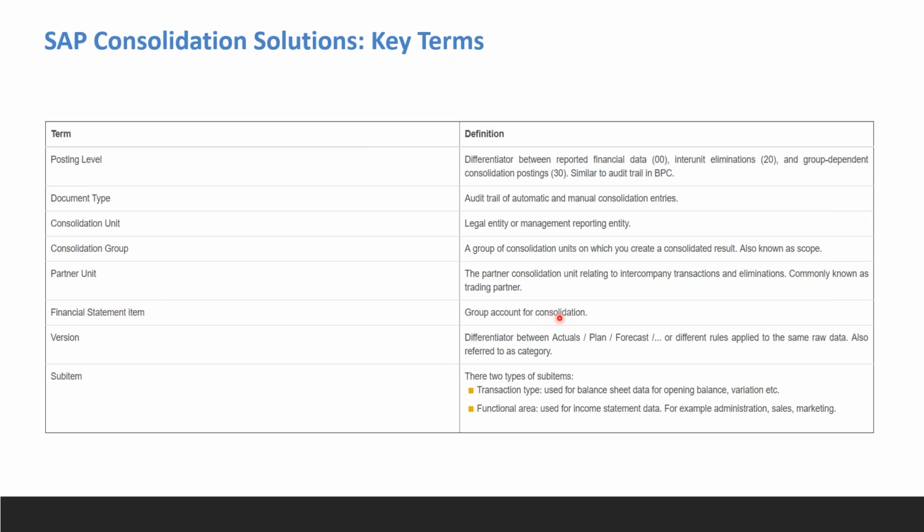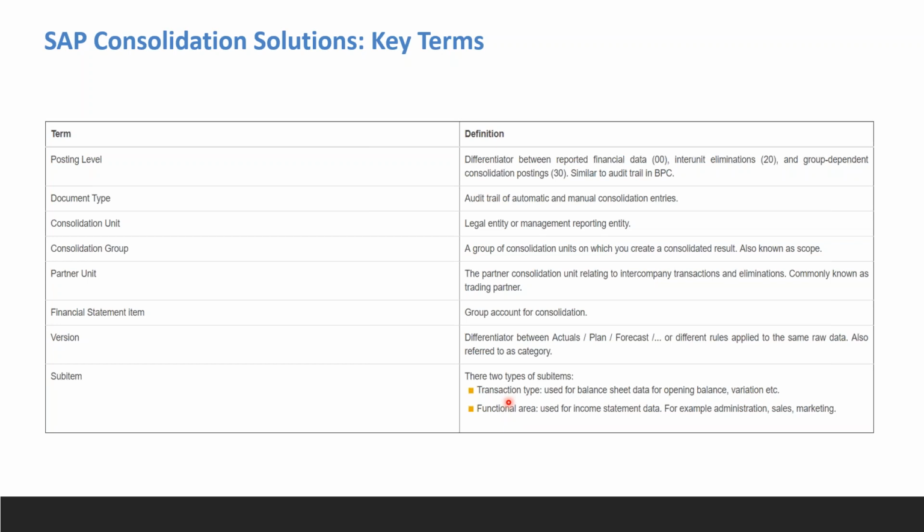So that is about the financial statement, group account for consolidation, and version. Just as we have the version in the controlling area, here also we are going to define the version, which is going to differentiate between the actual, the plan, and the forecast. So we are going to define the version and sub item. For every financial statement item, we are going to assign the sub item as well, whether it's a balance sheet account or a P&L account. For the balance sheet account, we'll assign the transaction type, and for the P&L accounts, we'll assign the functional area. So this is about the sub item.